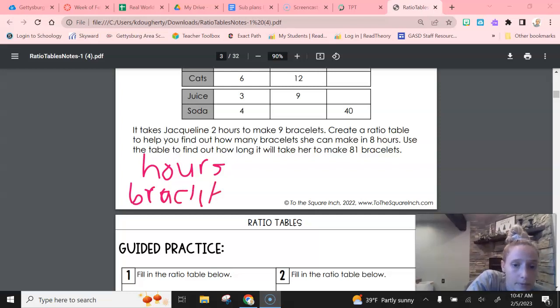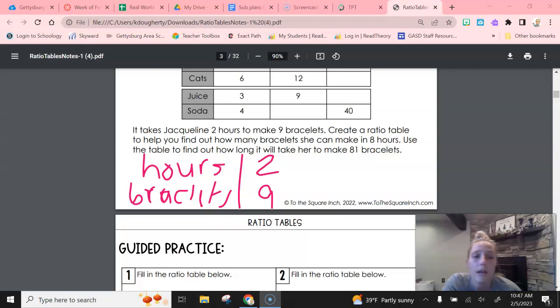Bracelets. Okay. We have 2 hours and 9 bracelets. Create a ratio table to help you find out how many bracelets she can make in 8 hours.